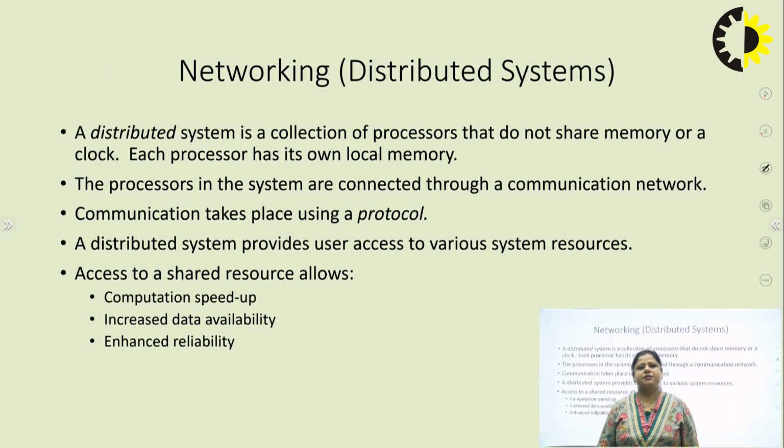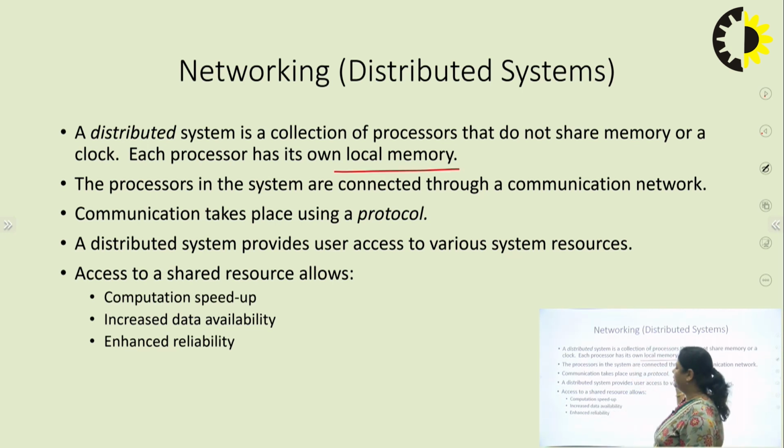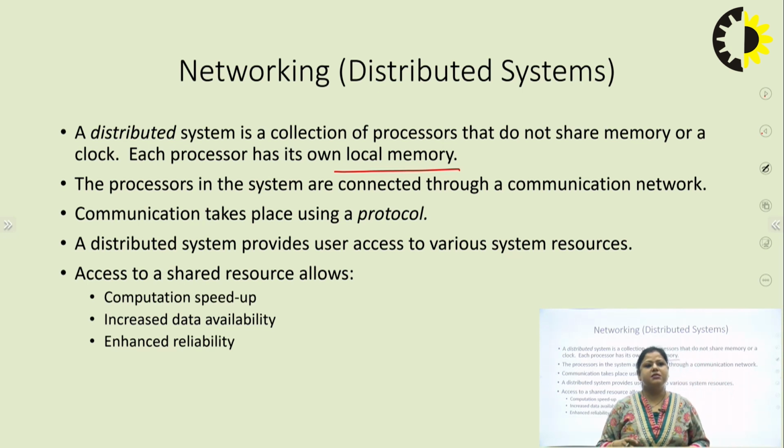Now next is networking, or we can say distributed system. What is a distributed system? A distributed system is a collection of processors that do not share memory or a clock. Each processor has its own local memory. The processes in the system are connected through a communication network.